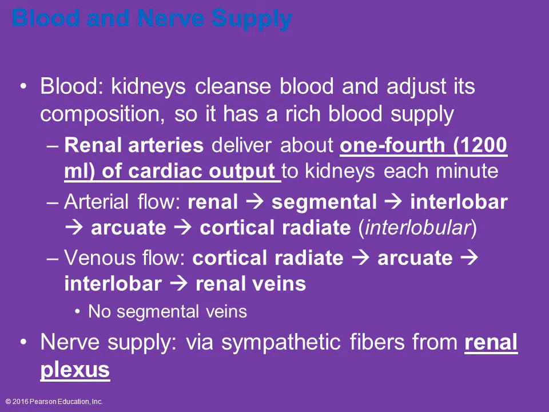Because the kidneys are helping to filter out the blood and remove drugs and toxins and waste products from the blood, they need to have a very high blood supply. When we look at the way blood flows into the kidneys, first blood arrives through the renal arteries. From there, it goes to the segmental artery, to the interlobar arteries, which flow basically through the columns between those pyramids, and then the arcuate arteries, and finally the cortical radiate arteries.